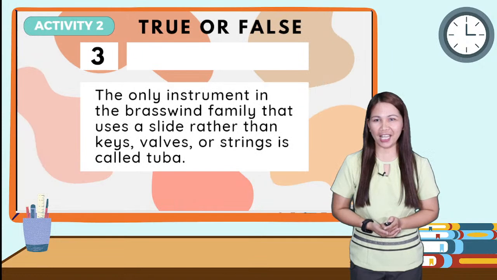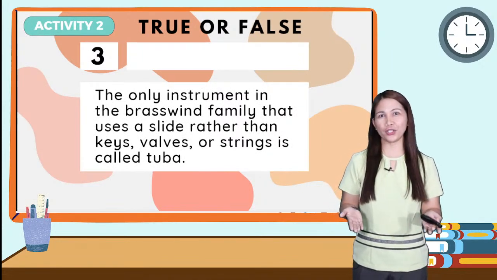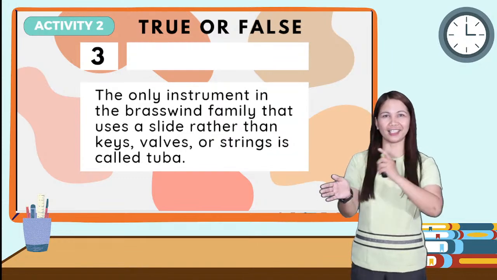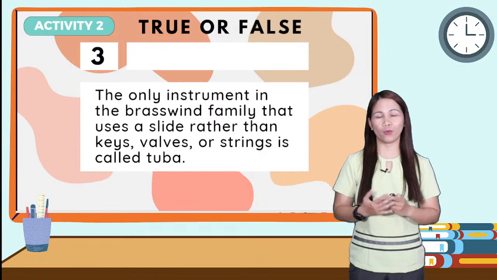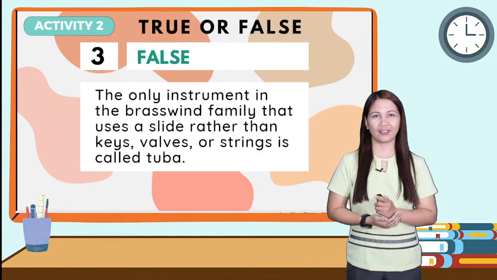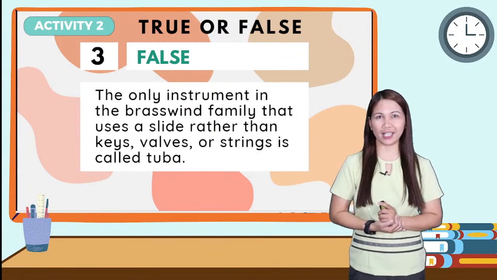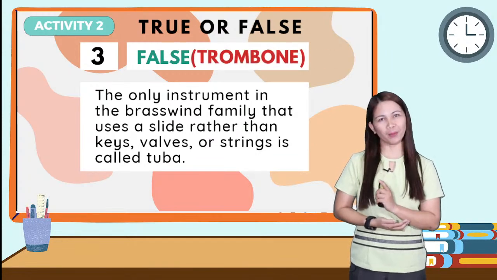And for number three, the only instrument in the brass family that uses a slide rather than keys or valves is called tuba. Is it tuba? The correct answer is false. So what is the correct answer? With a slide? Trombone, that is right.